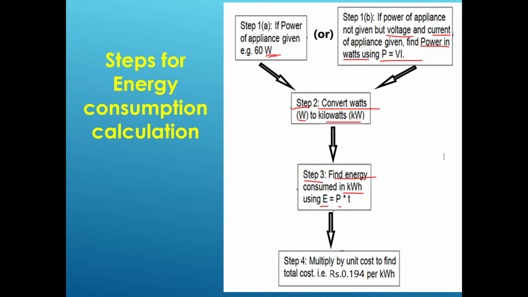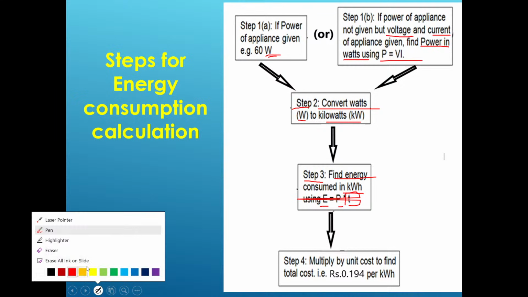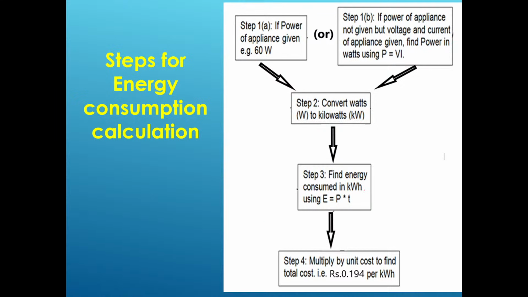For that, what do we have to do? Wattage into time of operation. For how many hours it was operated, we have to mention. Here T represents time of operation in hours. So E equal to P into T, wattage into time of operation. Next, step number 4 is multiply by unit cost to find the total cost.